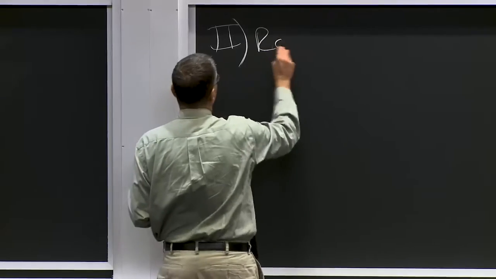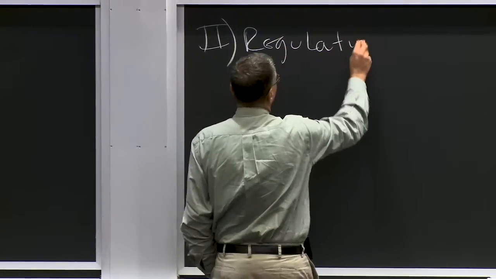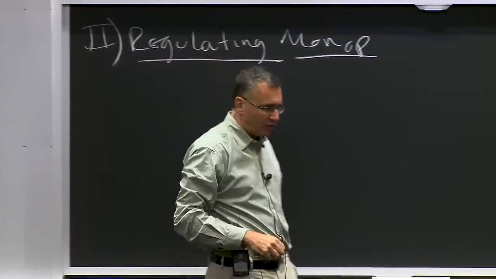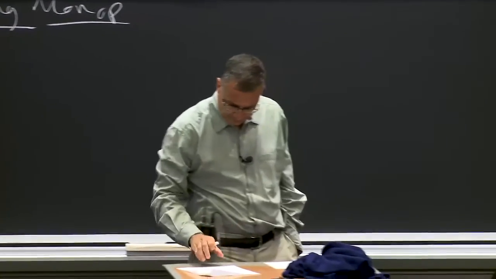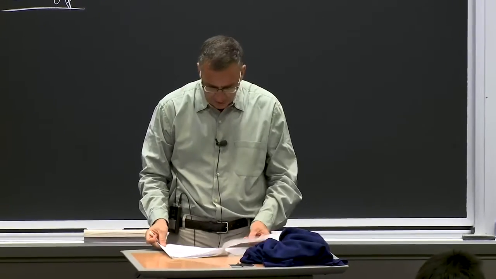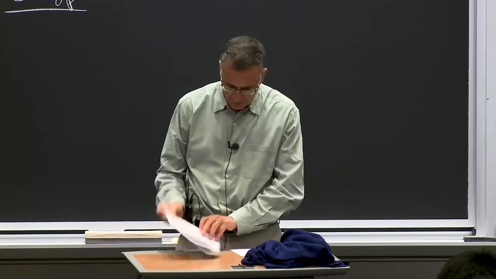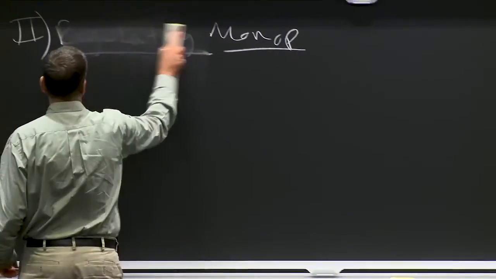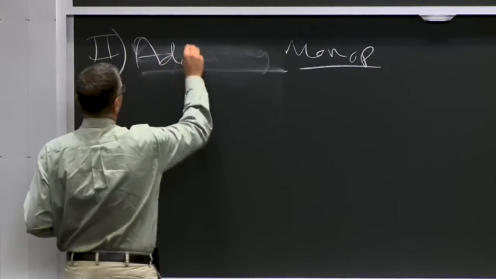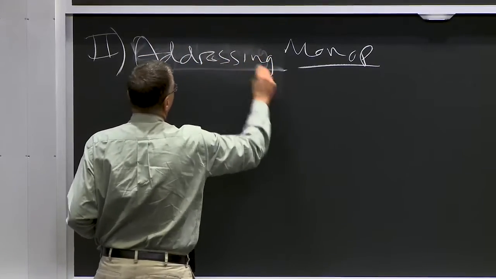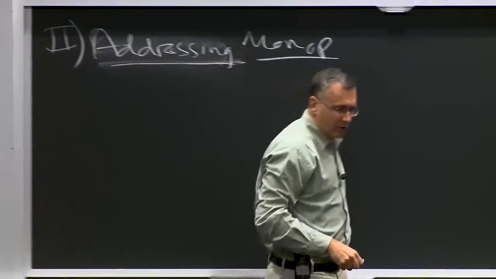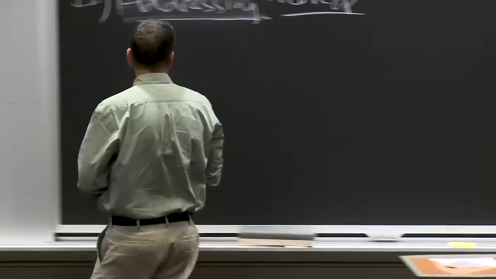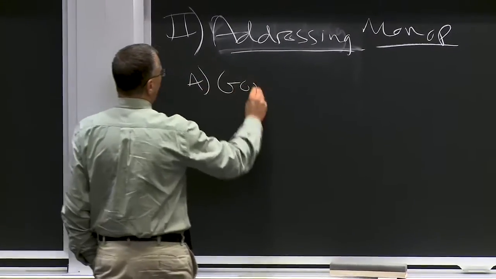Let's go back to think about our natural monopoly case. Actually, I'm going to call this section addressing monopolies, because it's about different ways that we can address monopolies. And we'll go back to our natural monopoly case to make it easy. Okay? The first way we can address monopoly is through government regulation.